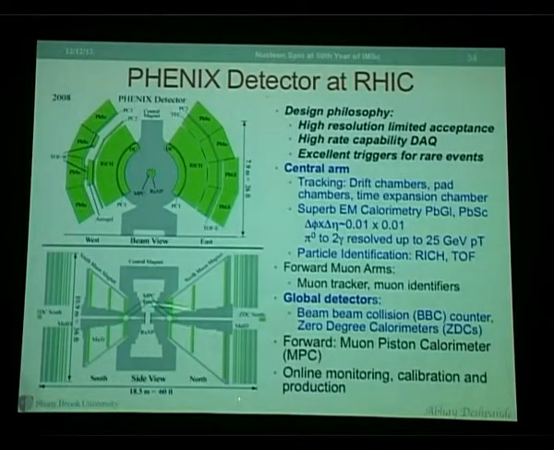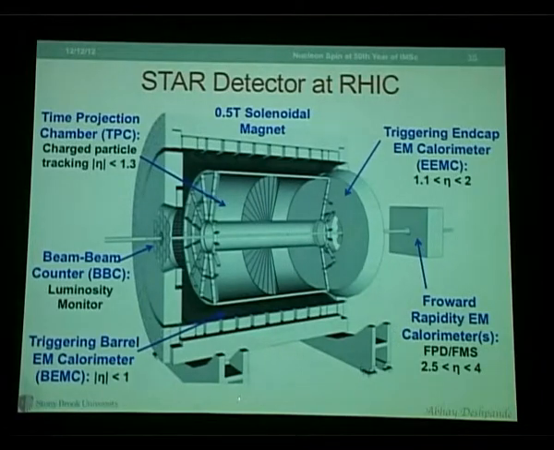If you look at the beam's view, or the transverse view of this, you will see in the forward region we have muon identifiers and muon trackers. So in the forward region we have muon systems, backward region we have muon systems, and in the sides we have electromagnetic systems. I will not spend too much time on this beyond this point. I'll show you some results later.